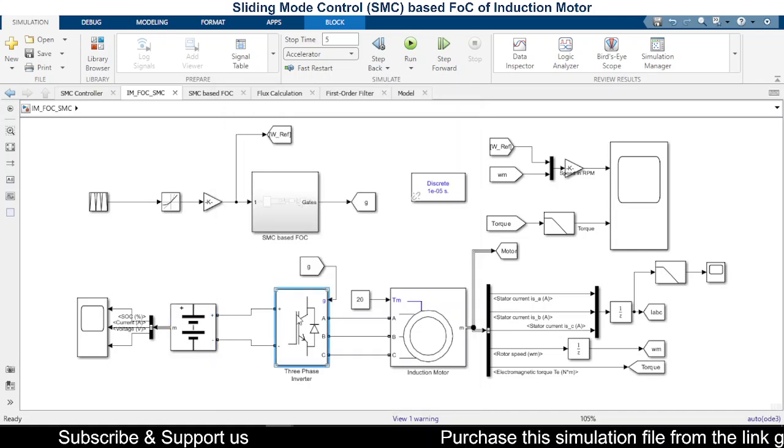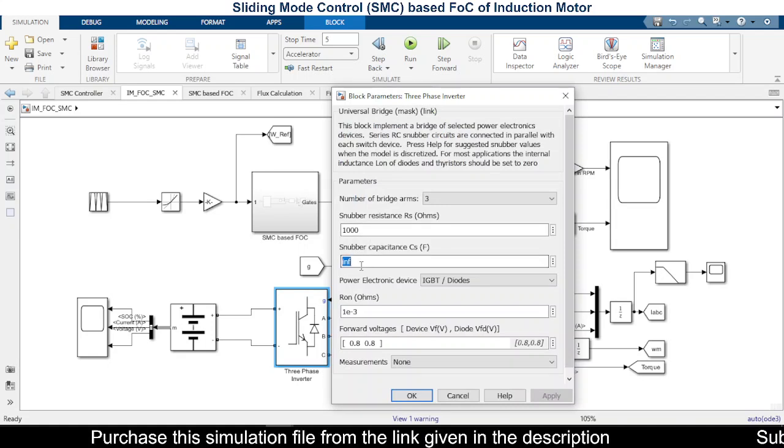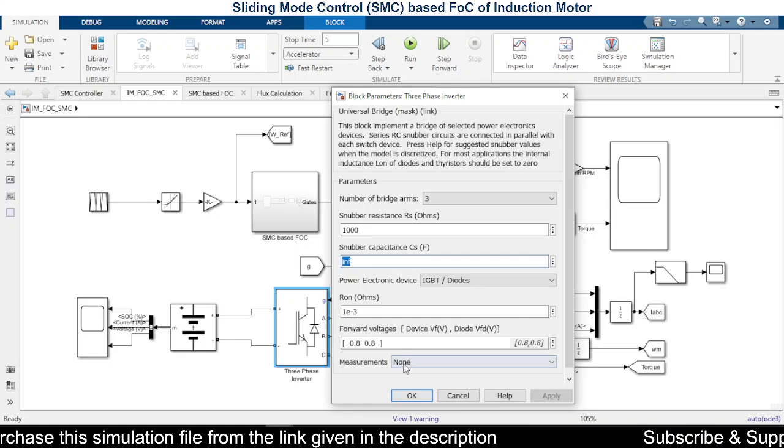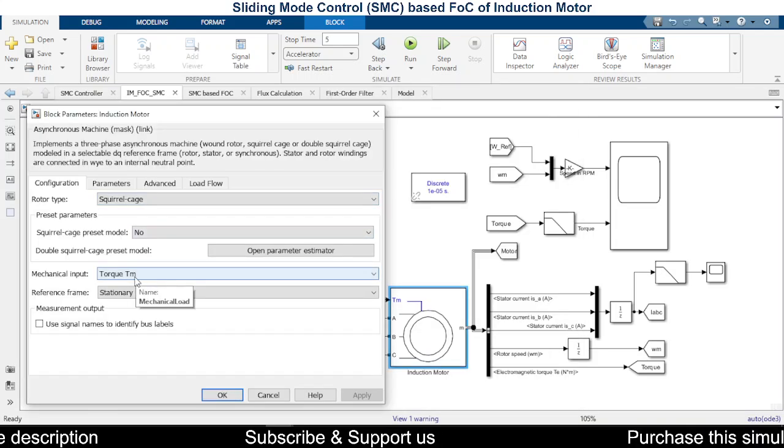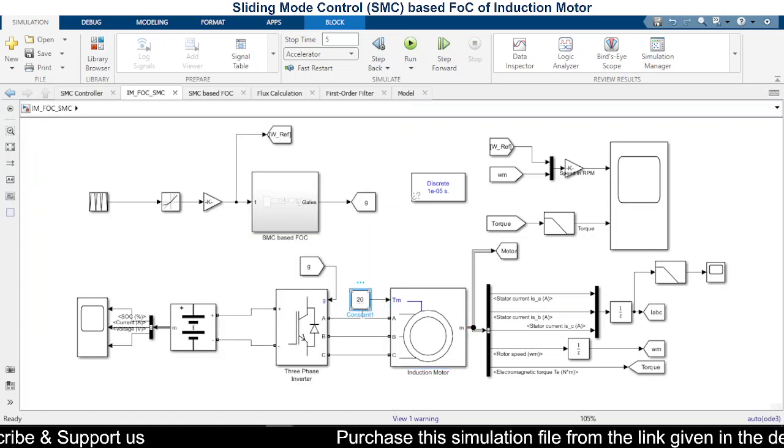And here we have the inverter. This inverter is based on IGBT and diodes. Here we have some resistance of 100 ohms and the capacitance is infinity. And here we have the induction motor. The induction motor we have selected is the squirrel cage one, and the input for this is the torque input, mechanical input, and this is the load torque. You can rename it as load torque for easier understanding.